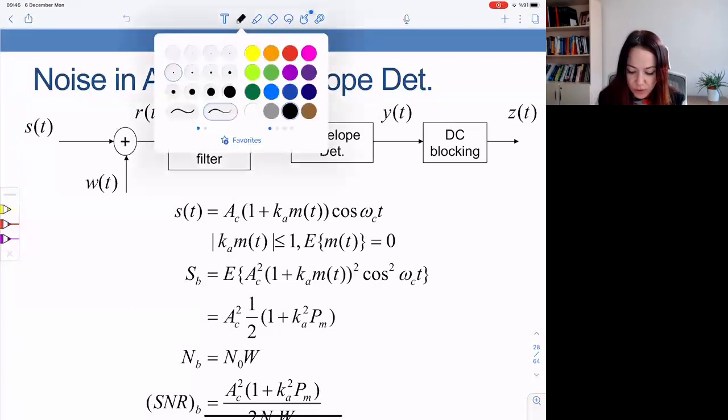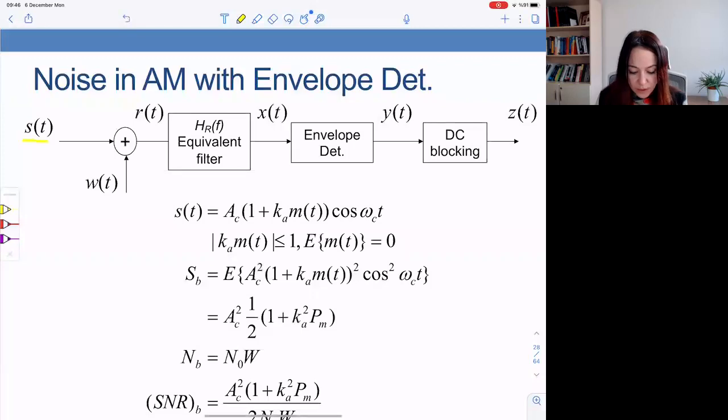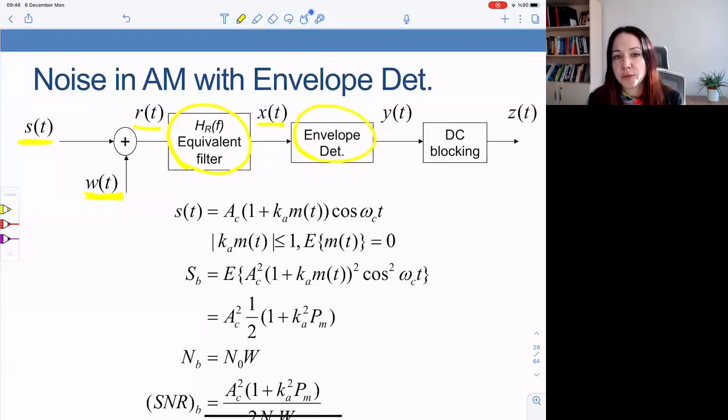So as you know very well, the receiver front end is often modeled as adding Gaussian noise onto the incoming signal, and we have an equivalent filter that stands for all the filtering effects of the RF front end. Now, in the case of conventional AM, this is followed by an envelope detector. So let's see the contribution of the envelope detector to the noise, or how it handles the noise.